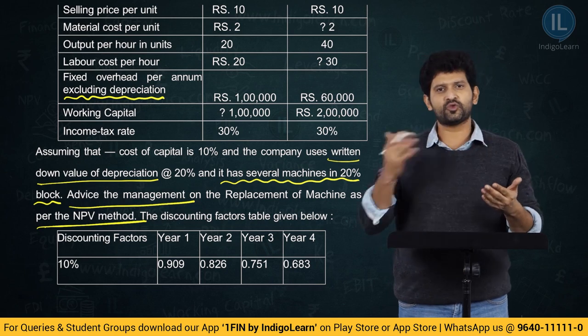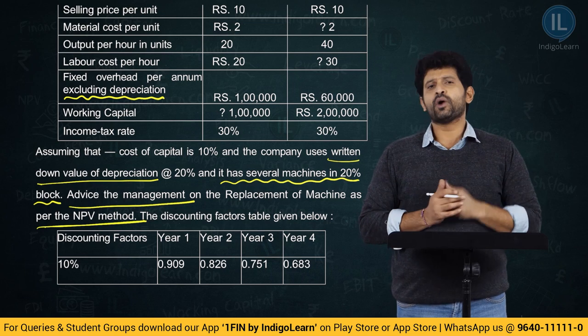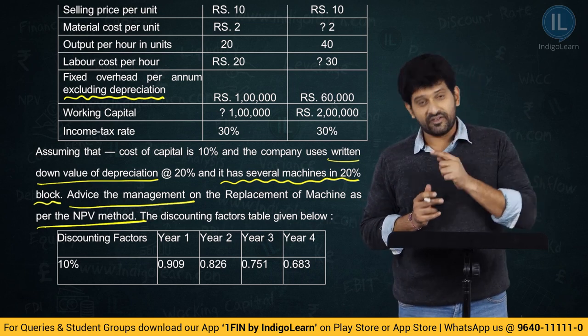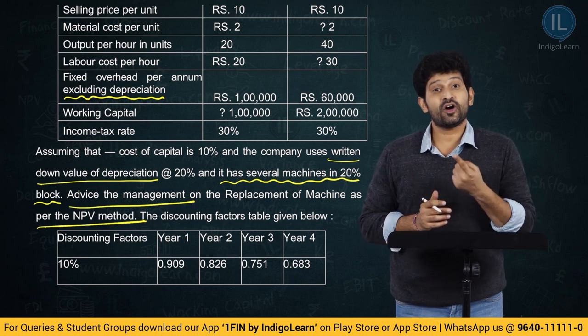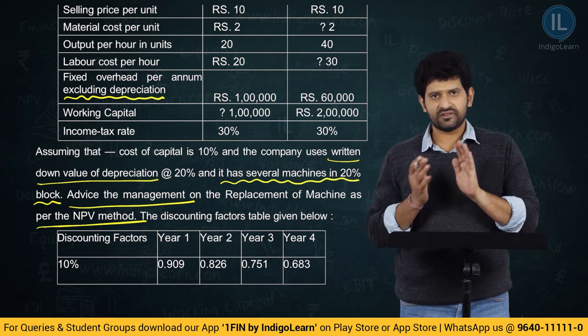Instead of working on one machine, two machines separately, at once we can compute the incremental figures. What is incremental NPV? Very simple. Present value of incremental CFAT plus present value of incremental terminal cash inflow minus net initial cash outflow. That will give us the incremental NPV.